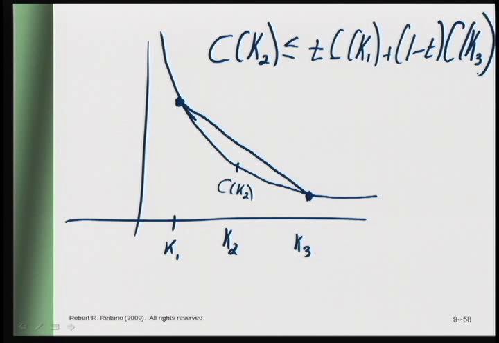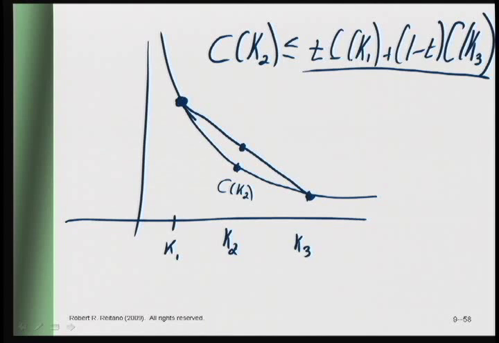Convexity says that if we look at any point k2 in between k1 and k3, its value, which is here, is below the weighted average of the 2 values, c of k1 and c of k3. And the reason is, this right-hand linear combination is on the straight line. So convexity says that no matter where k2 is, its value is below the value on the straight line.